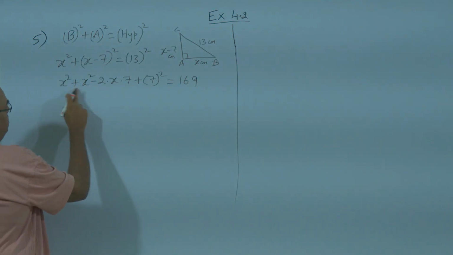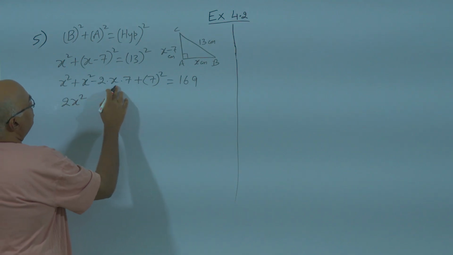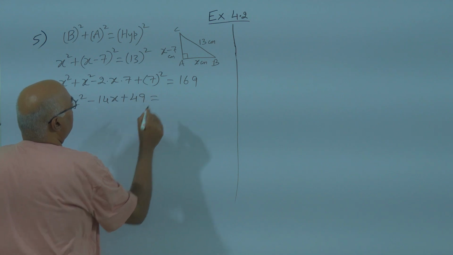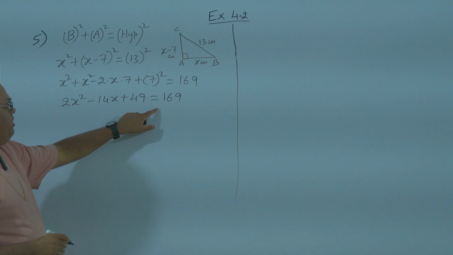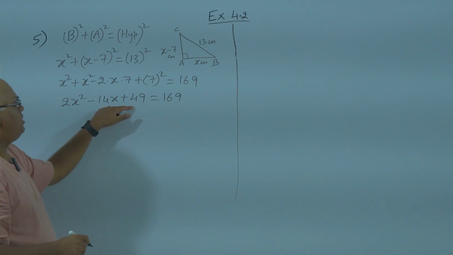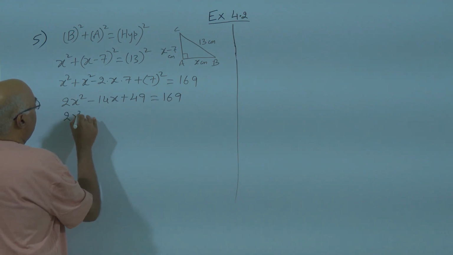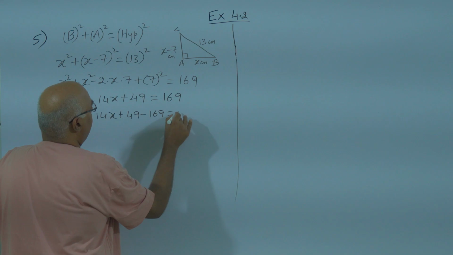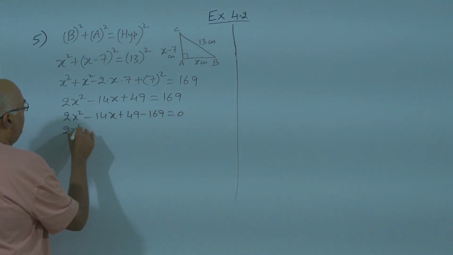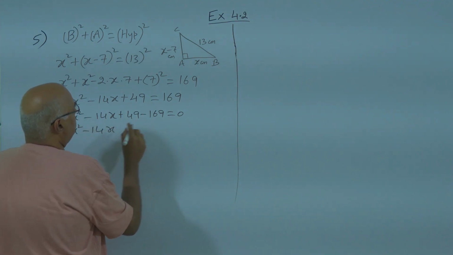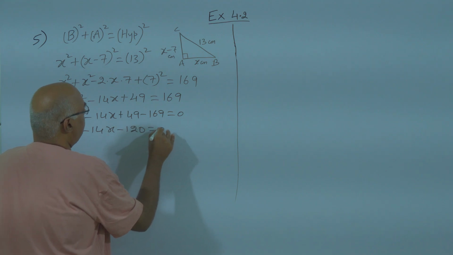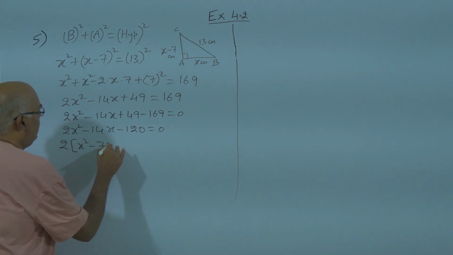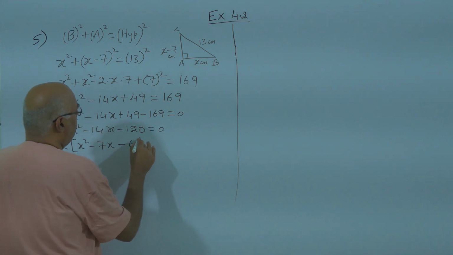So now let us solve this. x square plus x square is 2x square. Minus 2 into x into 7 is minus 14x. Plus 7 square is 49. This is equal to 169. If I bring 169 to the other side of the equal to sign, it will become minus. So 2x square minus 14x plus 49 minus 169, which is minus 120, is equal to 0. So I can take 2 common. If I take 2 common, I will get 2 into x square minus 7x minus 60 is equal to 0.